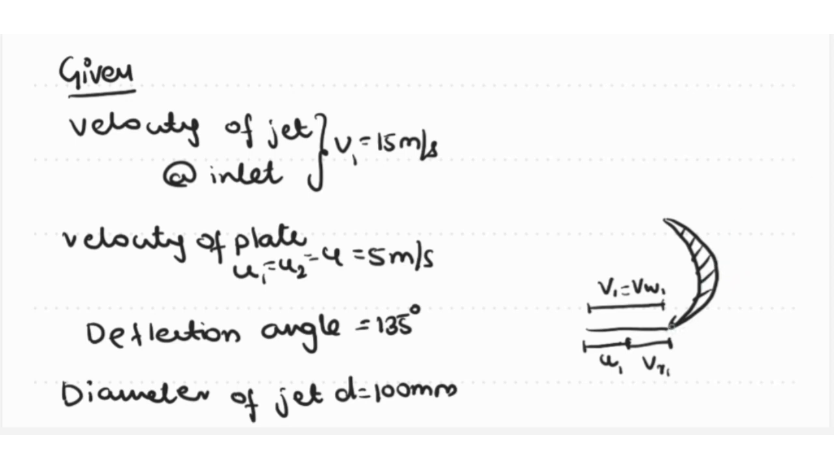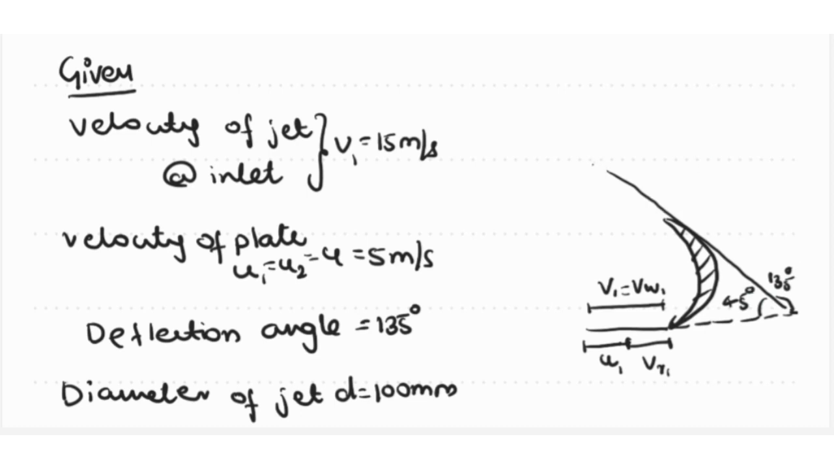So let us go with the outlet triangle part. Here the jet gets deflected by an angle of 135 degree. So I will draw here how actually it gets deflected. So this angle will be equal to 135 degree. Therefore this angle will be equal to 45 degree.